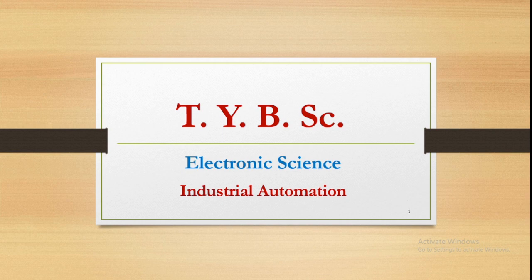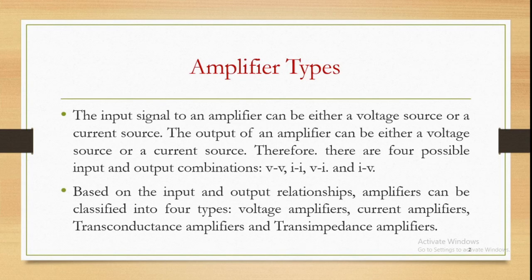Dear students, we are going to see Industrial Automation Unit number 2, where amplifier types is the topic today. In an amplifier, the input signal can either be a voltage signal, we can say voltage source, or a current signal, or we can say current source. Like the input signal, the output from that amplifier may be either a voltage source, voltage signal, or a current source, or we can say current signal.